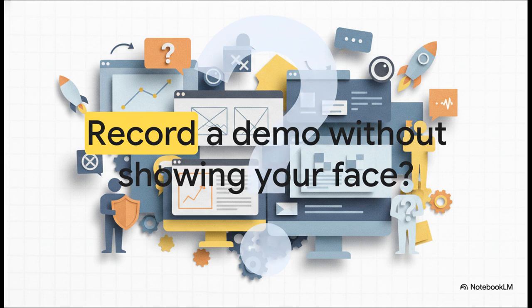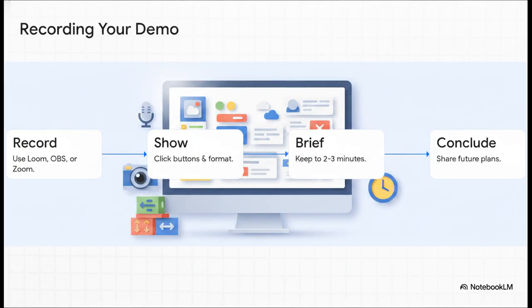You absolutely do not need to be on camera to make a highly compelling presentation. You just need to follow these steps to record your screen and really showcase your app's functionality. You can use free tools, stuff you probably already have, like Loom, OBS Studio, or Zoom. Just start by briefly introducing your goal, and then show the app in action. Click the buttons, show the formatting, let the product do the heavy lifting. Keep the video brief, like 2 to 3 minutes tops, and always conclude with a key takeaway or future plan. You really only need to show your face if you want to add a personal touch.